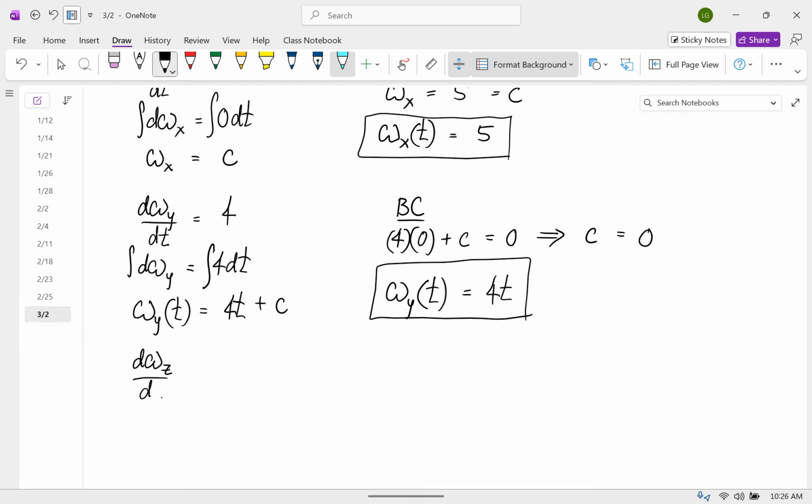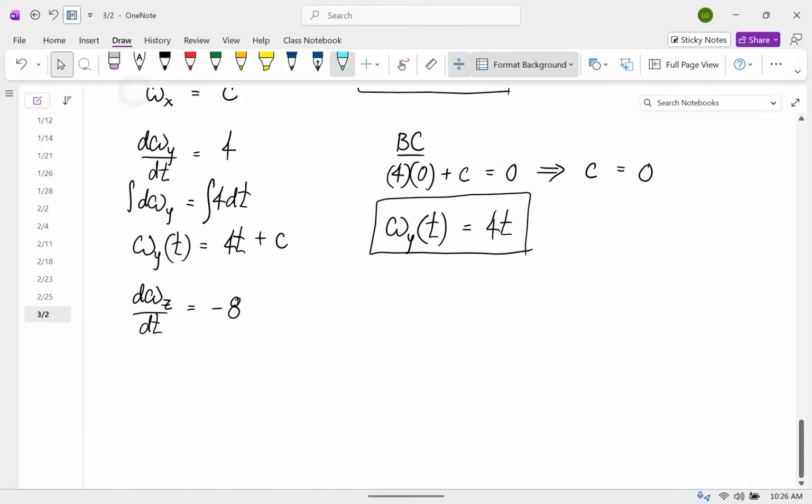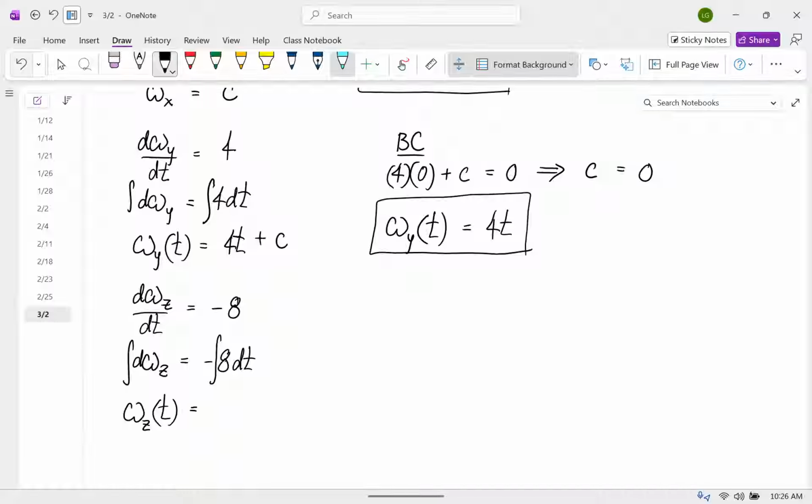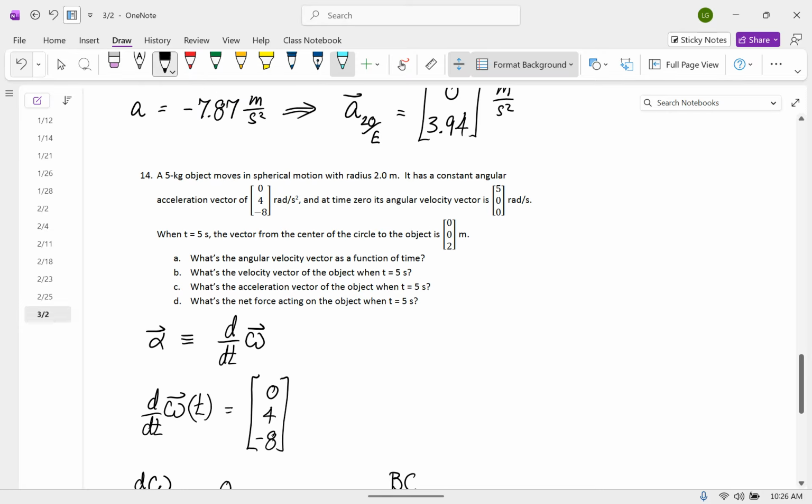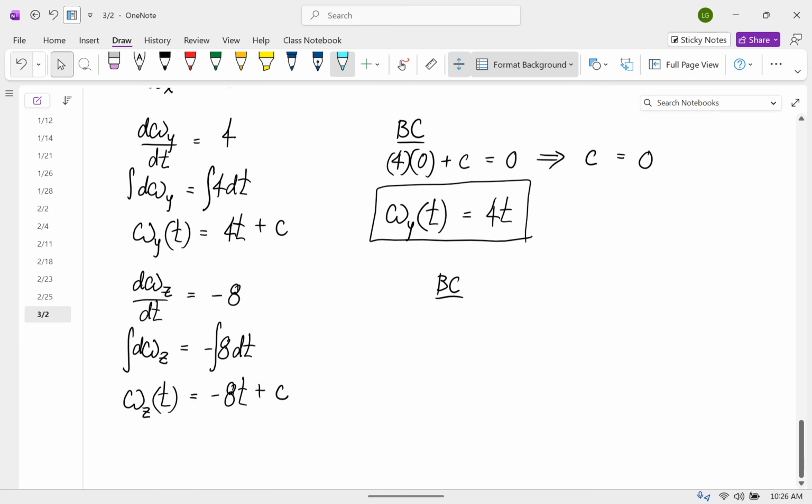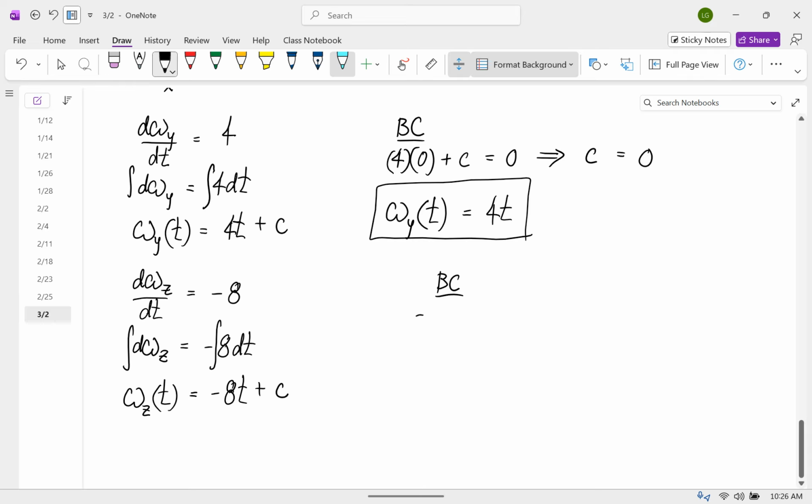Now we'll do it for z. d omega z dt is equal to -8. So d omega z is equal to -8 dt. We can integrate both sides, and omega z as a function of time is equal to -8t plus a constant of integration. The boundary condition says when time is equal to 0, omega z is equal to 0. So -8 times 0 plus c is equal to 0, so c is equal to 0. And therefore, omega z as a function of time is equal to -8t.